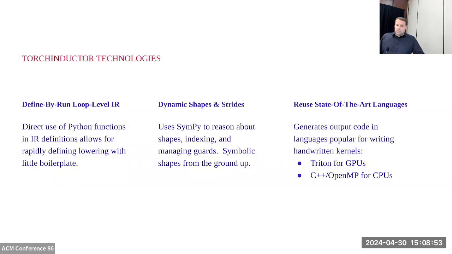Next, we wanted to reuse state-of-the-art languages. So we took inspiration from our users. We said, okay, when PyTorch users are optimizing PyTorch programs, what do they use to write really fast kernels and squeeze out the most performance that they can out of their hardware? And what we see is it's most often Triton for GPUs and C++ for CPUs. And so Torch Inductor generates both of these languages as its output.